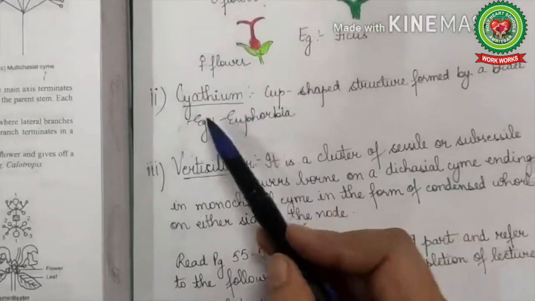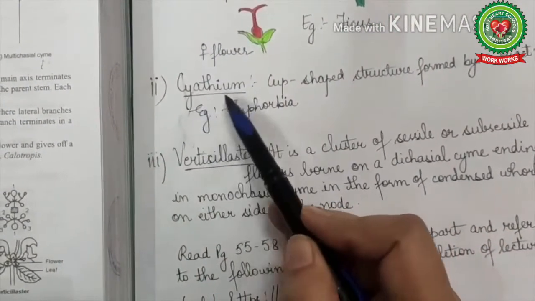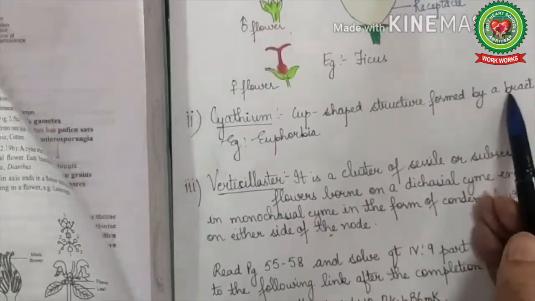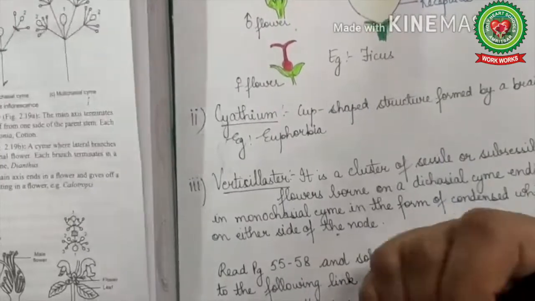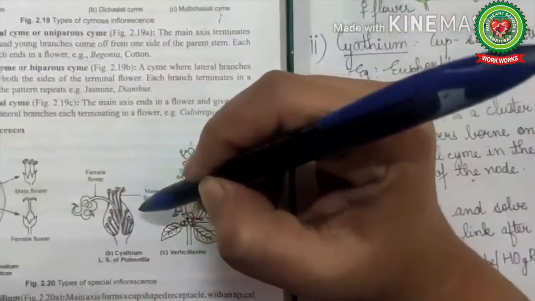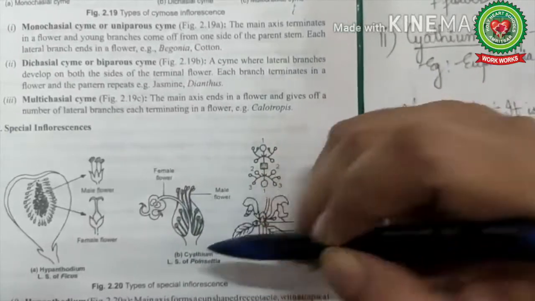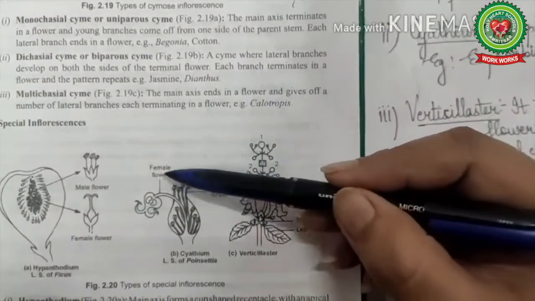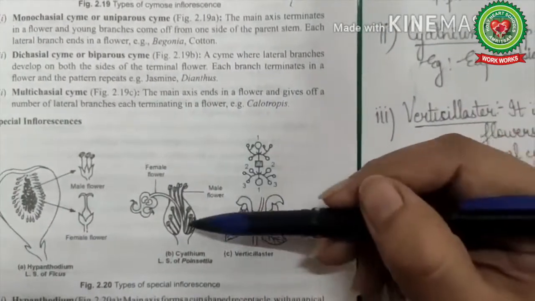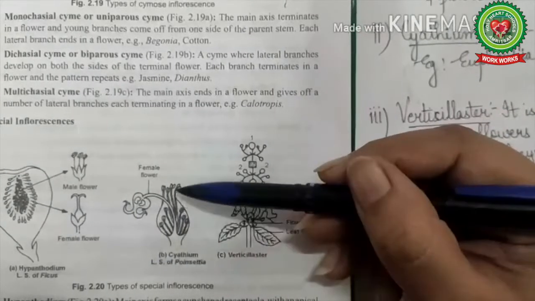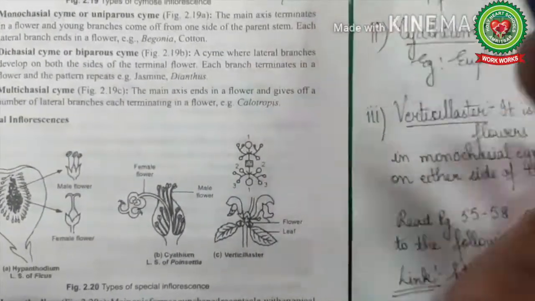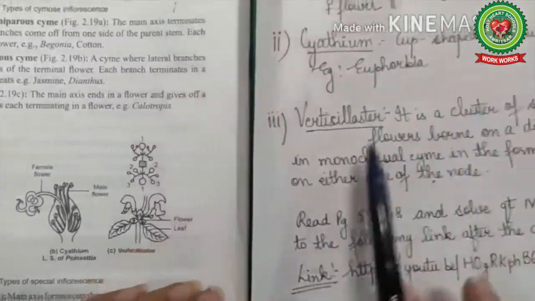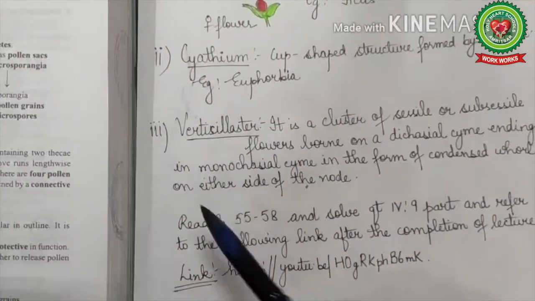Now, the next one is cyathium. In this, the cup-shaped structure is formed by a bract. The word is mentioned here. There is a single female flower. We can see here on page number 57 the example of cyathium. In cyathium, the single flower is a female flower, and a number of male flowers are present, and these male flowers have only one stamen each, a single stamen. Example is euphorbia.